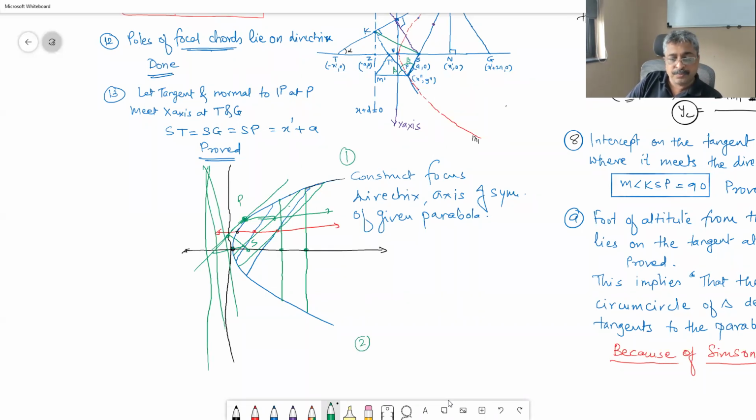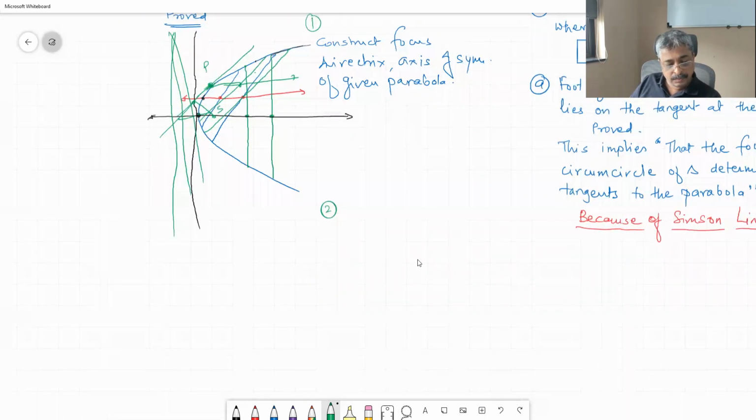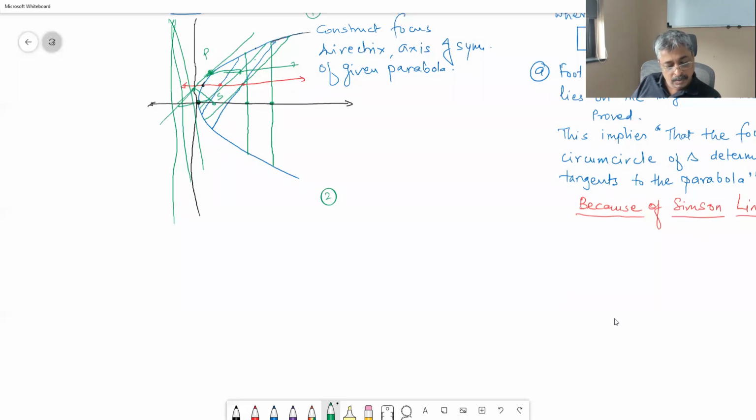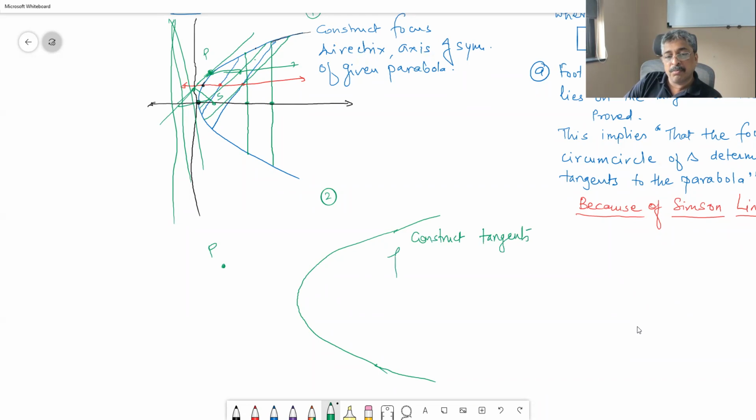Construction number 2: you have been given a parabola and you have been given a point P. Construct tangents from P to the given parabola.